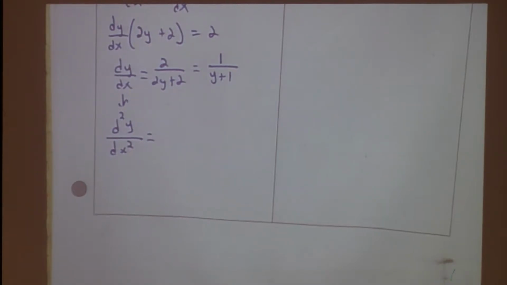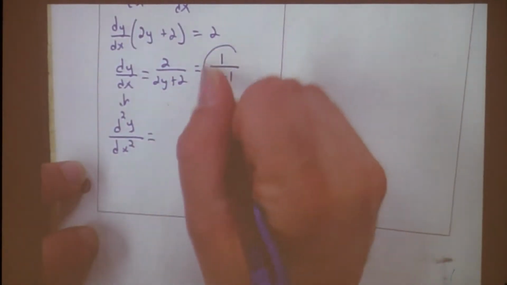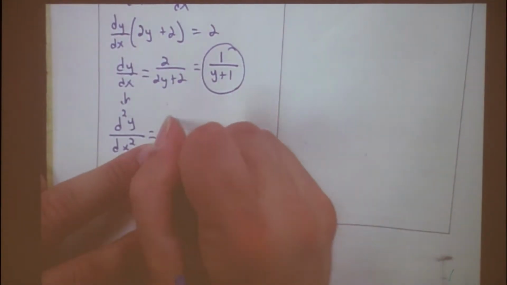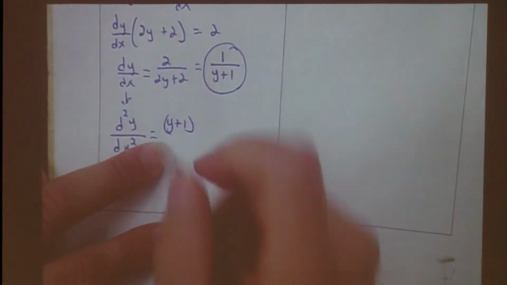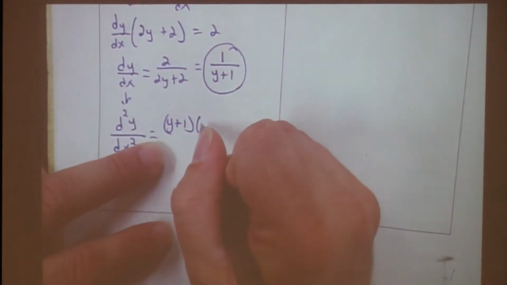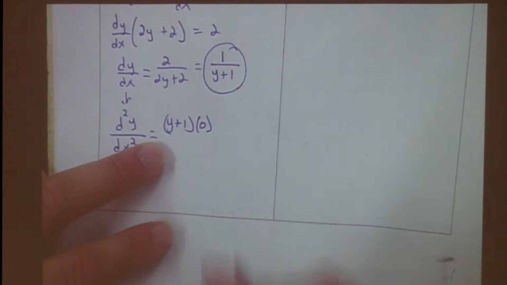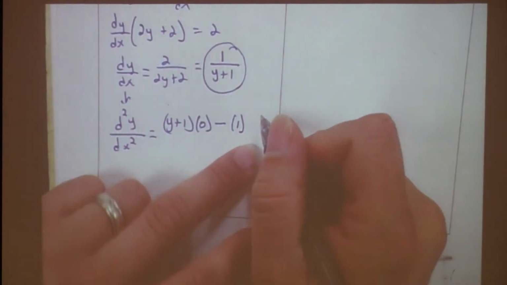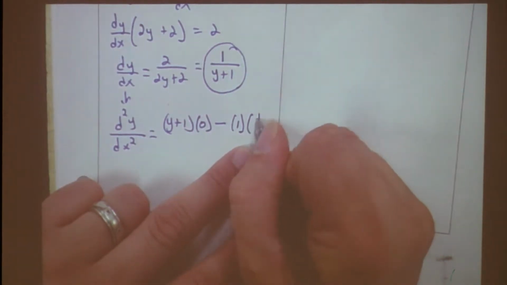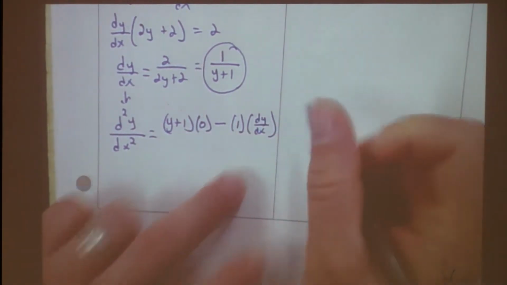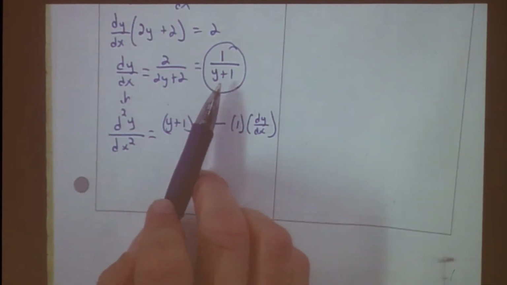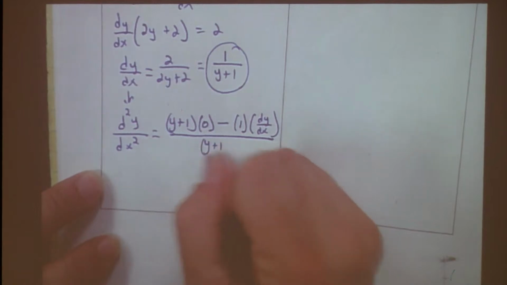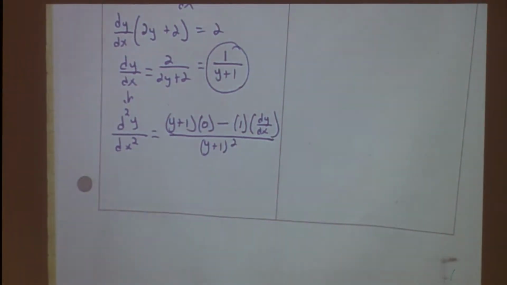That's what it is, Kenny. Now we've got to do the quotient rule. So what does the quotient rule say? Low times the derivative of high, which is 0, minus high times the derivative of low, which is 1 times dy/dx. Very good, because the derivative of that would just be 1 times dy/dx. All over low squared.